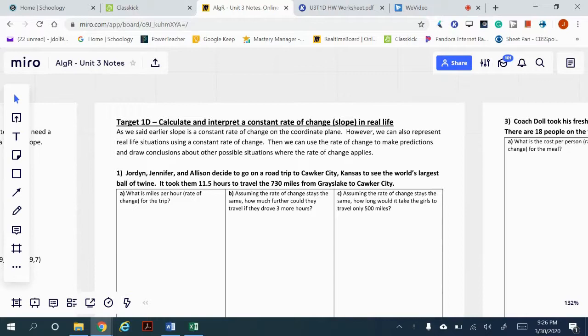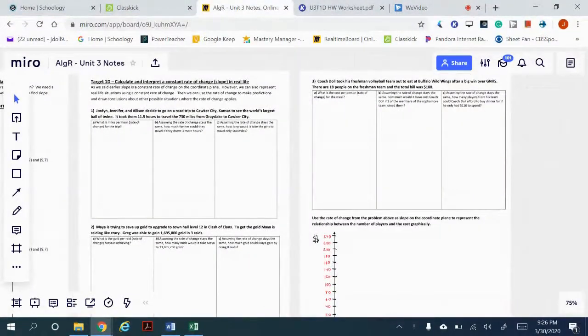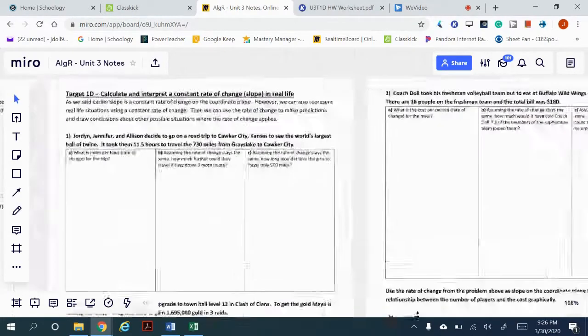Mrs. Gustodo did an awesome job over there in Target 1C describing to you how to find the slope of a situation where you know two ordered pairs using the formula. And what we're going to finish the notes with today is some application of rate of change, specifically a constant rate of change.